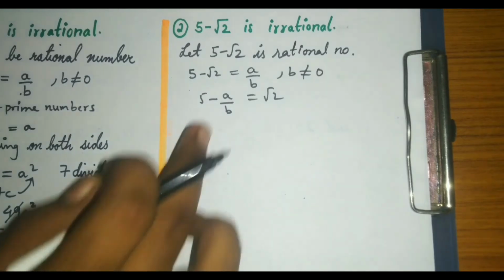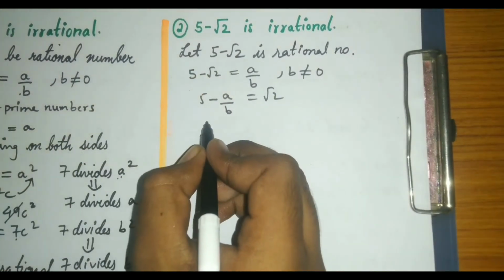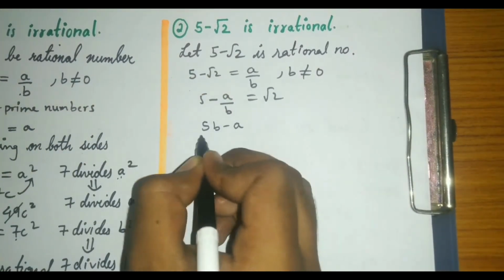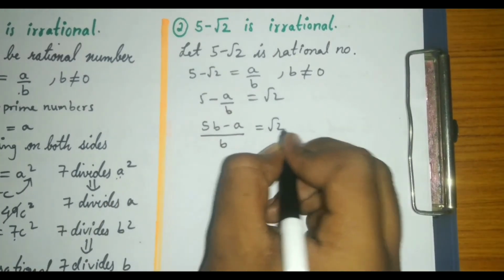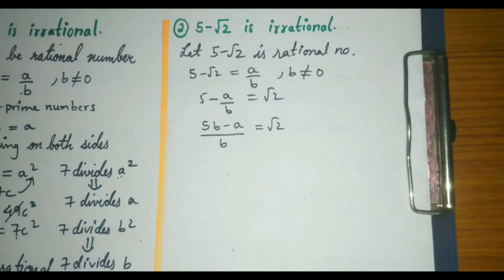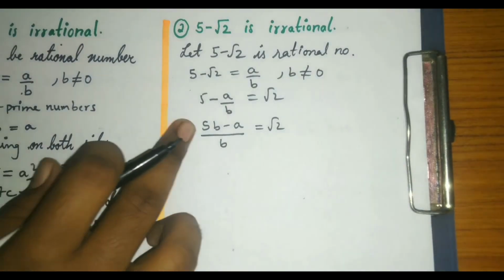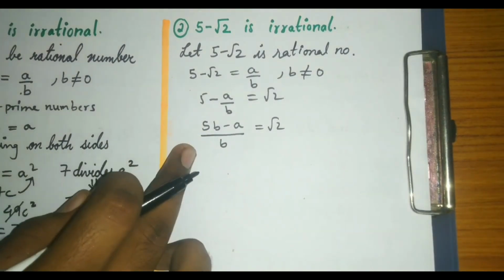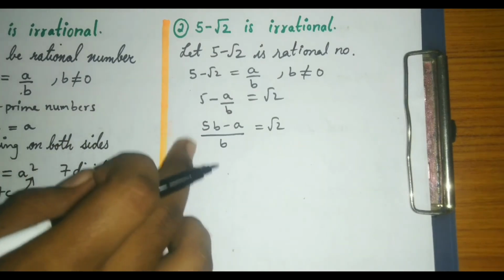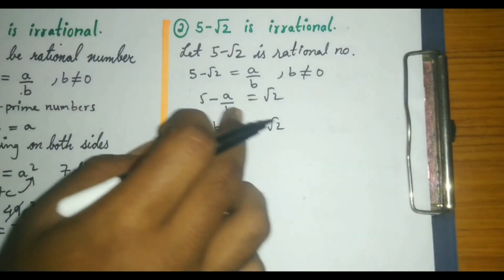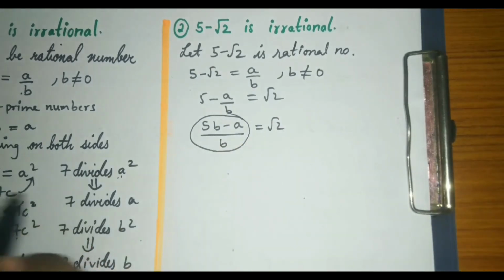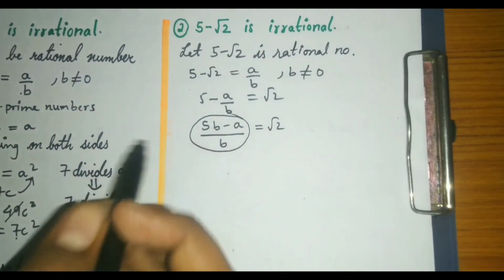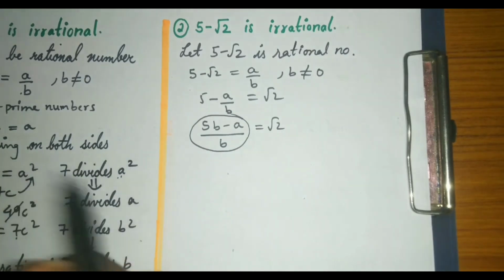Now just simplify this. So this becomes 5b minus a by b, right, equal to root 2. So from this we can know that this is in the form p by q or a by b, whichever form. It's a rational number, we can conclude. Since a and b are integers, positive integers, they are co-prime numbers.